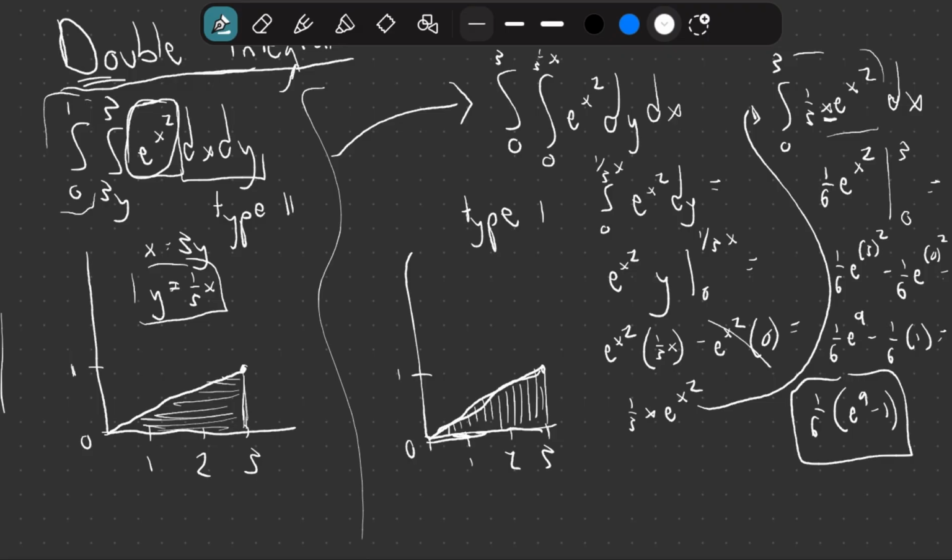And we see that it was much easier to solve the integral when we switched the order of integration, and it would have been a lot harder to integrate this first term here with dx. We're going to be moving on to the next and final question.